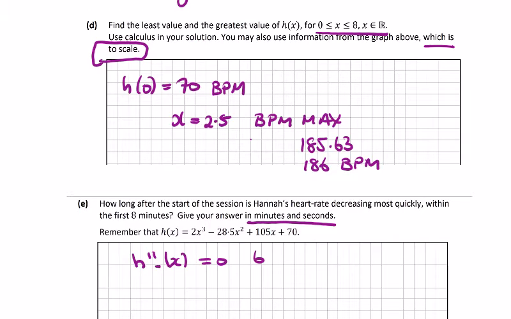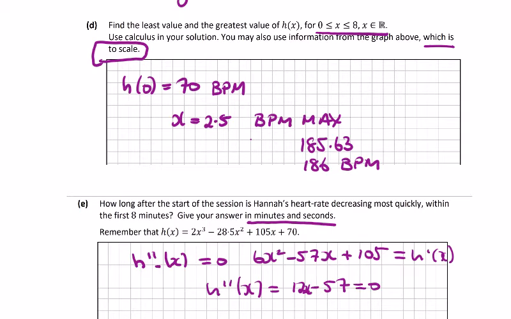So what do we have? We had 6x squared minus 57x plus 105 was equal to h prime x. H double prime x is equal to 12x minus 57. I left the x off. When is this equal to 0? 12x is equal to 57. So x is equal to 57 over 12, which is 4.75.